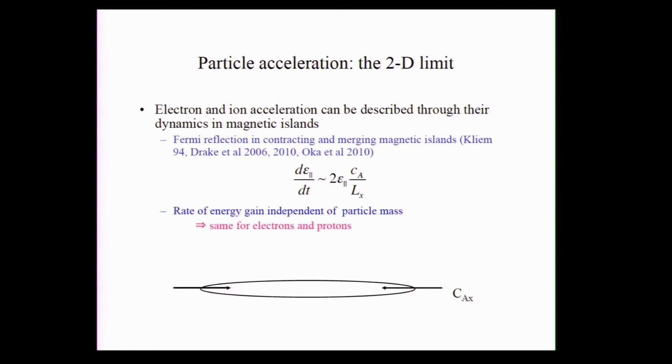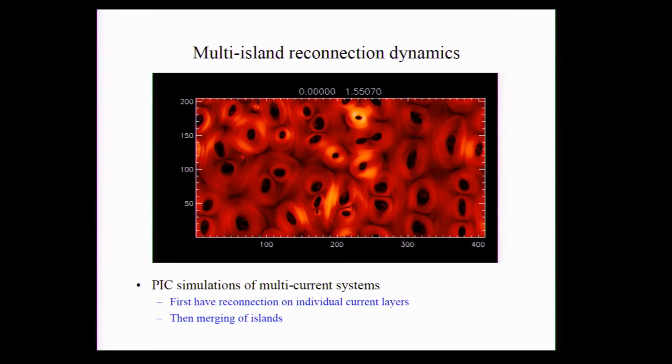In the 2D limit, this becomes very simple to understand. Imagine you have a magnetic island here, and the ends of this are flowing in at the Alfvén speed, and so a particle bounces around in here. Every time it goes around the corner, it undergoes a Fermi reflection and gains energy, and you can calculate the rate of energy gain. It goes into the parallel velocity of particles, and the rate of energy gain is the same for electrons and protons.